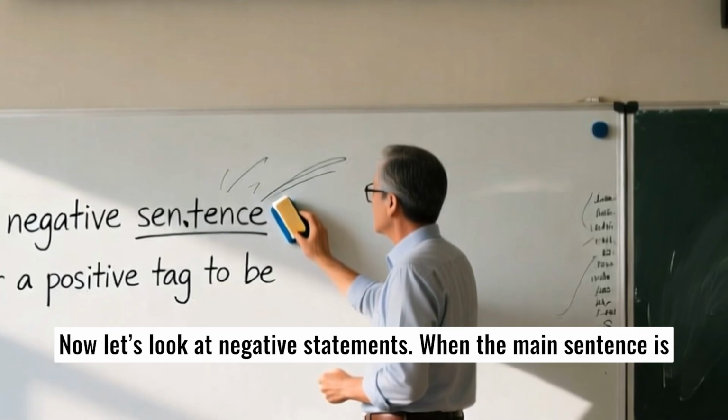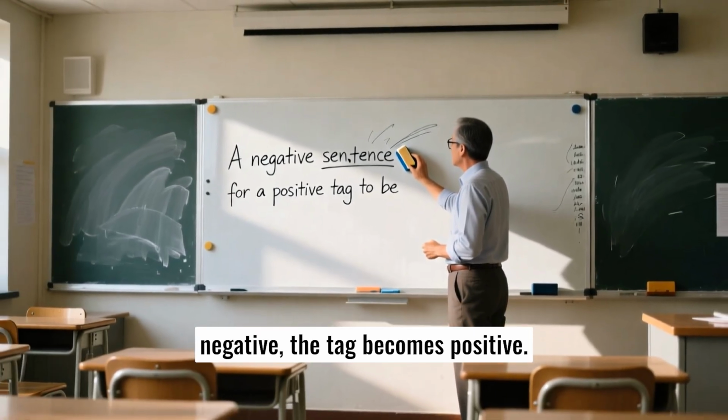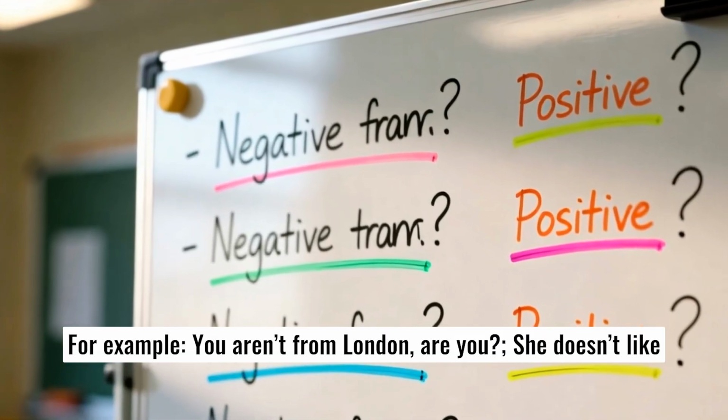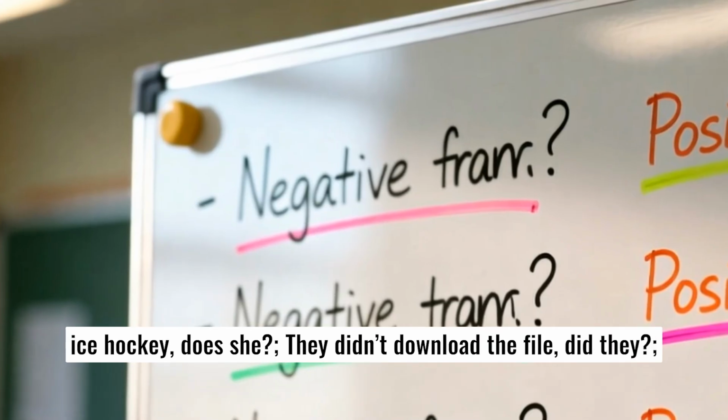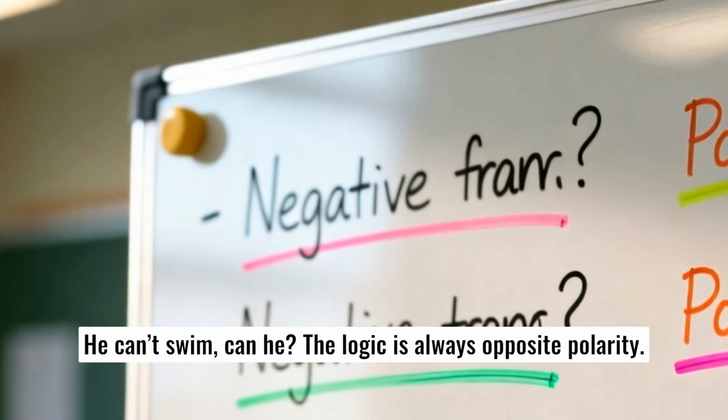Now let's look at negative statements. When the main sentence is negative, the tag becomes positive. For example, "You aren't from London, are you? She doesn't like ice hockey, does she? They didn't download the file, did they? He can't swim, can he?" The logic is always opposite polarity.